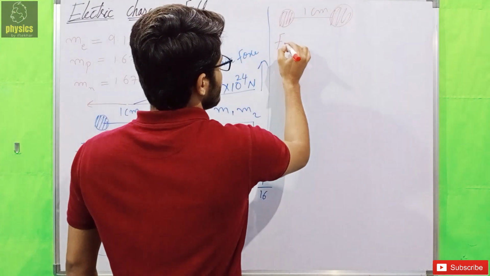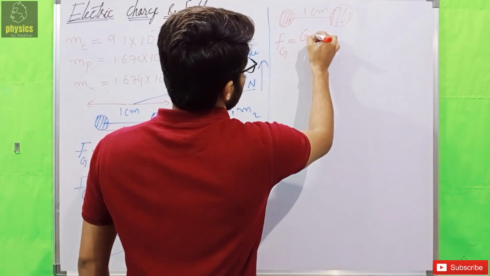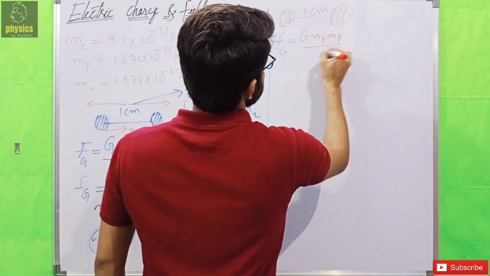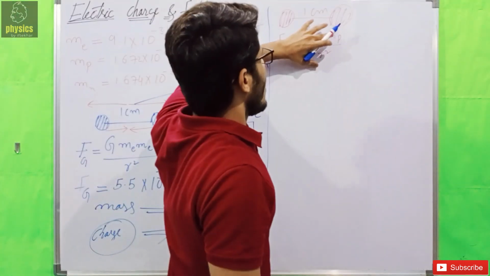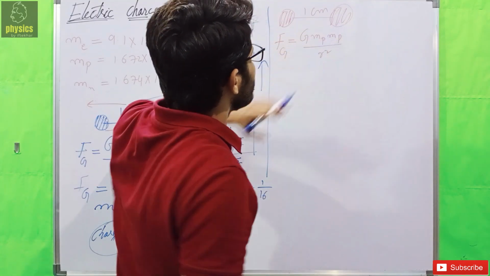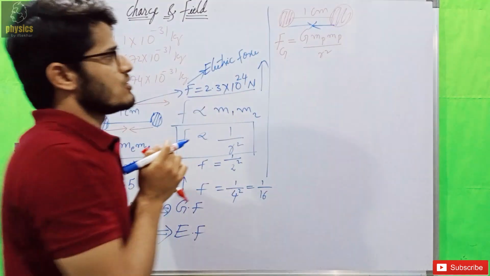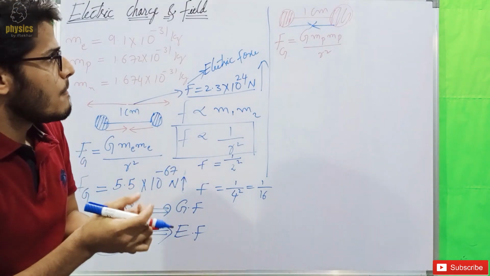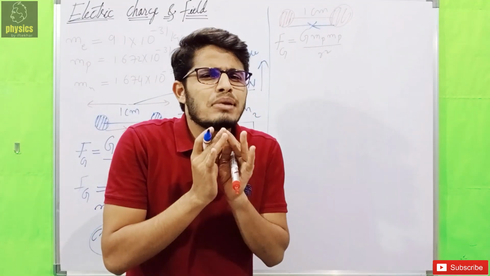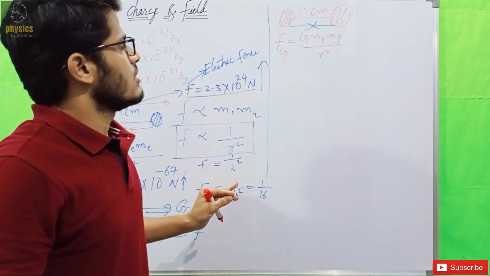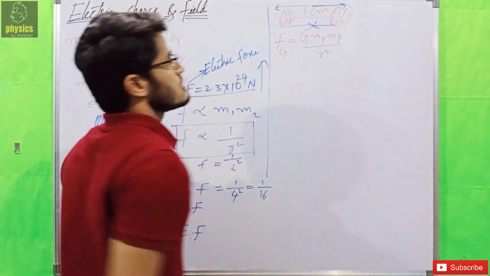The gravitational force of attraction between them will be given by this expression, which will give you some force, and according to this law there will be attraction between these two protons because of their masses. But what we have observed experimentally is completely different. What we are actually seeing is repulsion between these two protons.